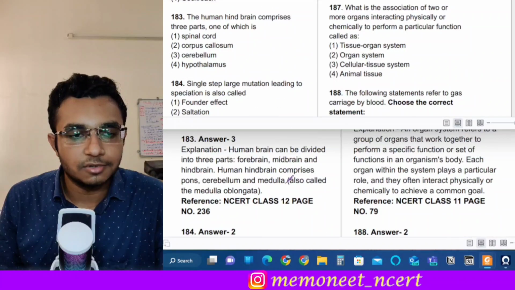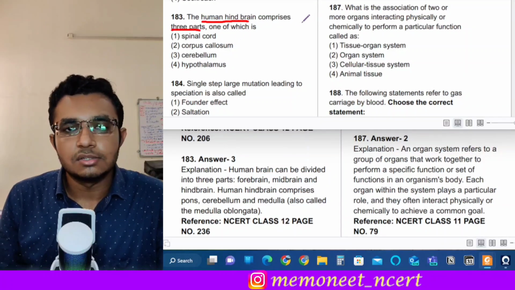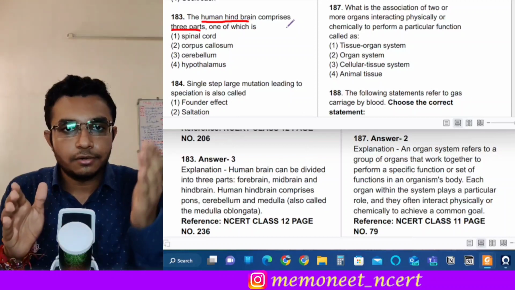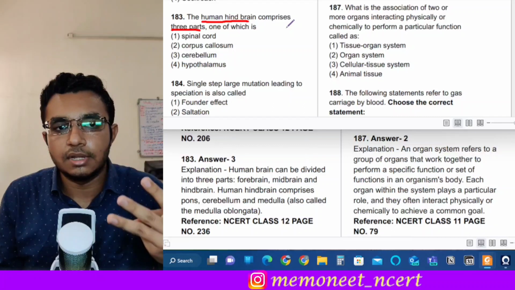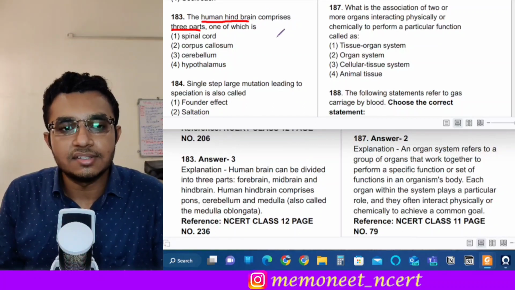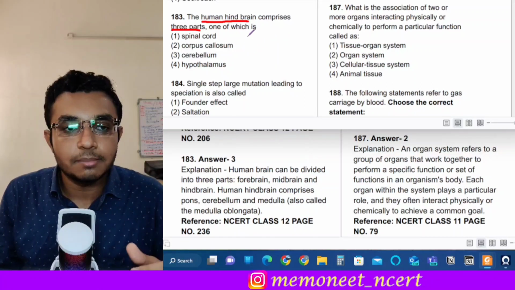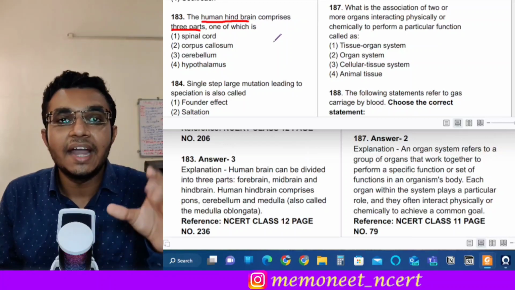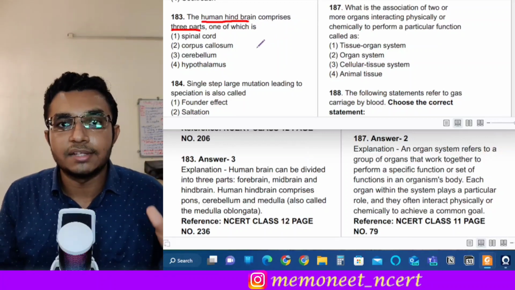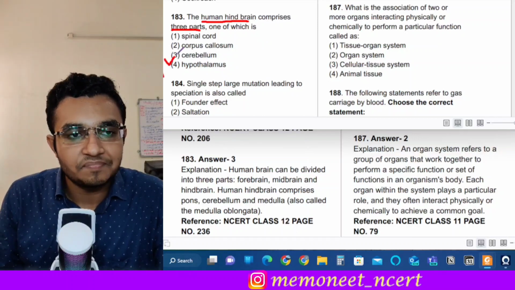The next is question number 183. It states that the human hindbrain comprises of three parts, one of which is, so see, as we know, the human brain is divided into forebrain, midbrain and hindbrain. And hindbrain consists of three parts. Which are these three parts? It is the pons, the medulla oblongata and the cerebellum. And what is cerebellum? Cerebellum is the tree-like structure which is found at the hindbrain, and its main function is body balance, okay, balance of posture. So here the answer is option 3, that is cerebellum.